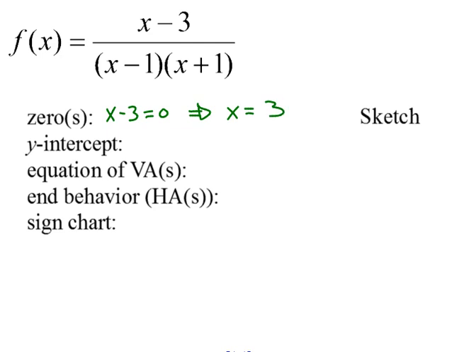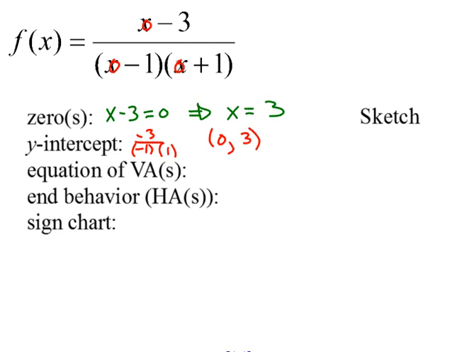Your y-intercept, you plug 0 in for your x. So you have 0, 0, and 0 here. So you have negative 3 over negative 1 times positive 1. So your y-intercept is going to be (0, positive 3).